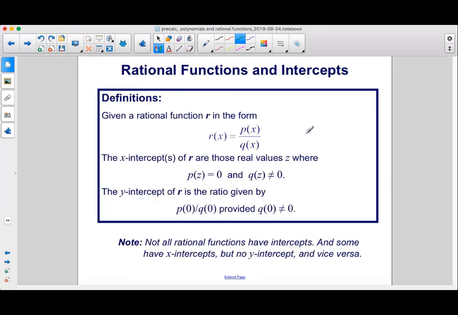Given a rational function r in the form r of x equals p of x over q of x, the x-intercepts of r are those real values z where p of z equals 0 and q of z does not equal 0. The y-intercept of r is the ratio given by p of 0 over q of 0, provided that q of 0 does not equal 0. Note, not all rational functions have intercepts, and some have x-intercepts but no y-intercept and vice versa.